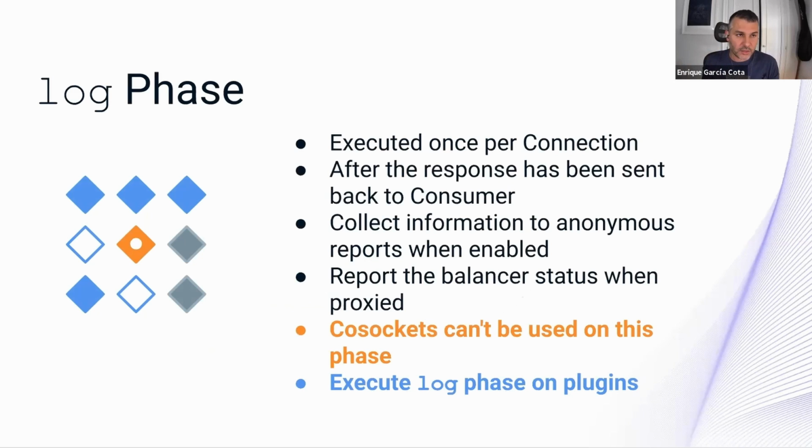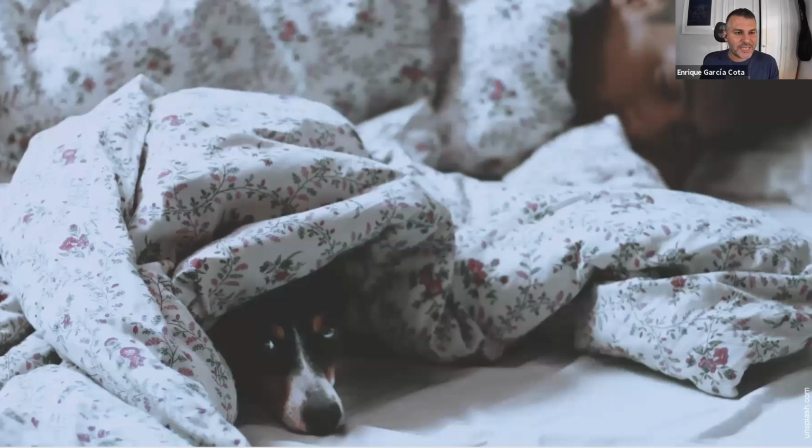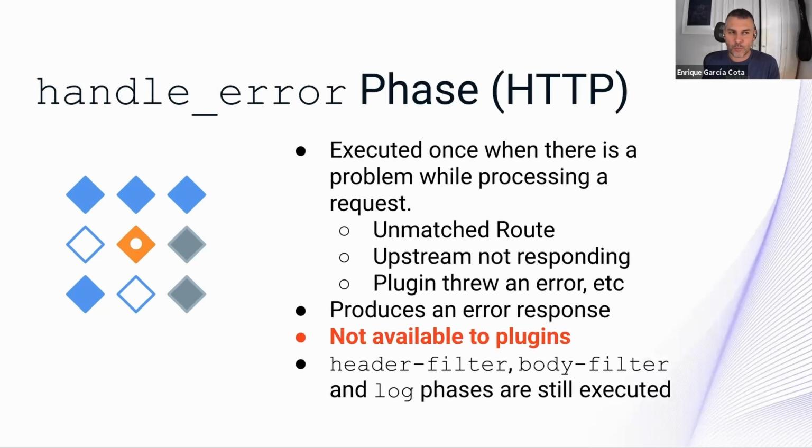And one particular wrinkle the log phase has is that cosockets, which are what you use to communicate with the outside world of Kong, cannot be used on this phase. So you have to get around that limitation by using timers. But I mentioned before that timers, one timer per request, is an anti-pattern. So things get tricky that way. The log phase would be similar to going to bed at night and dreaming. So you don't do any more work.